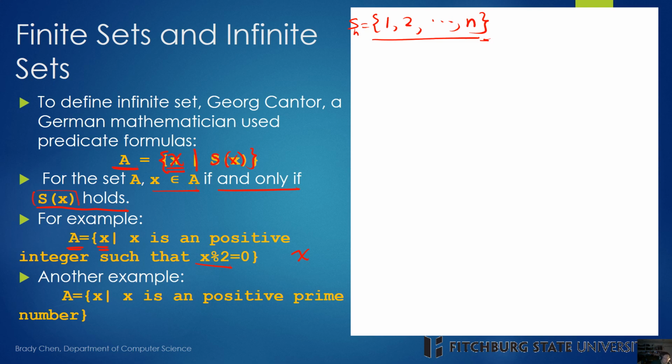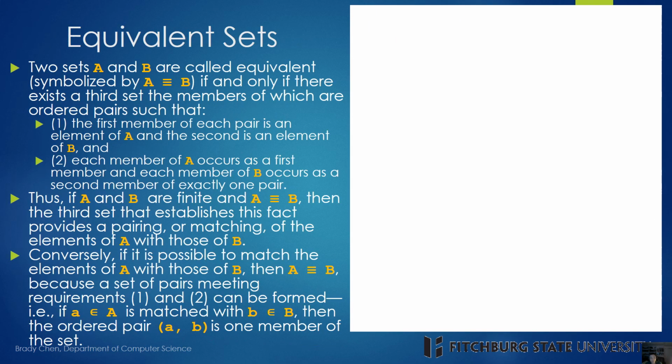So you can define another set which contains all the elements x such that x is a positive prime number. So x can be any descriptive statement. We use that notation called the predicate formulas. So technically, we can define any set, right? Set A could be all the real numbers. Set B could be all the people who actually live in the United States. So you can define various different sets.